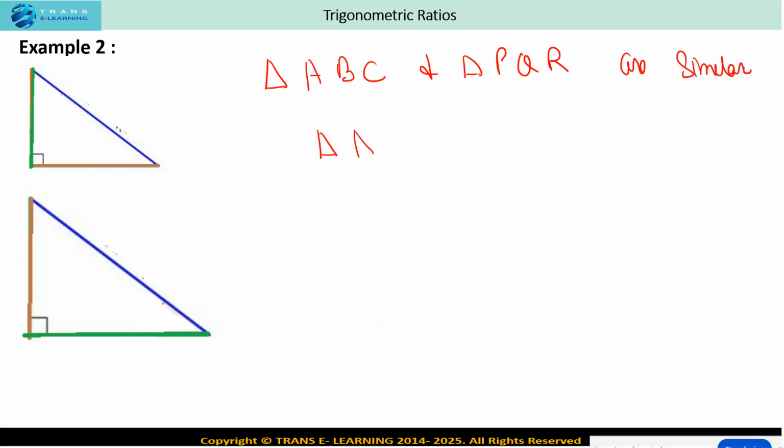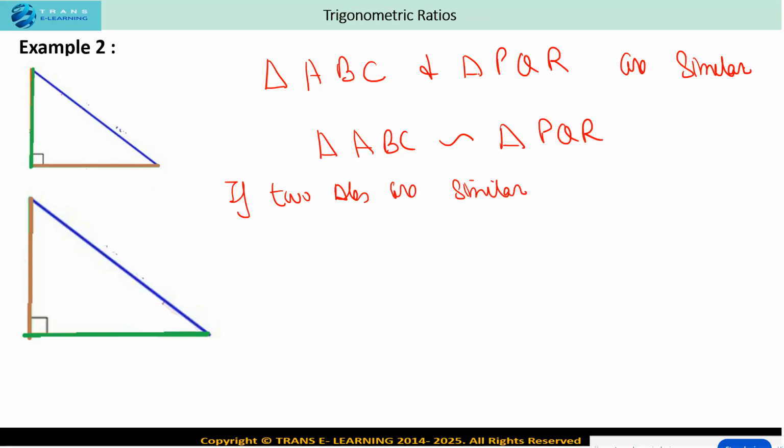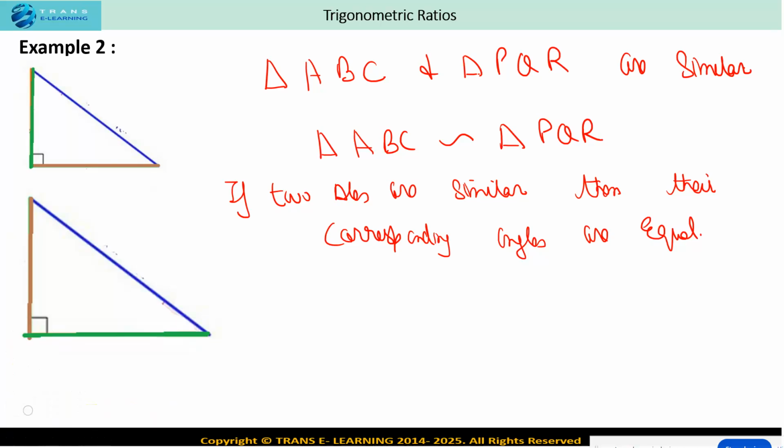That means triangle ABC is similar to triangle PQR. So now if two triangles are similar, then their corresponding angles are equal. Now, what do I mean by the corresponding angles?